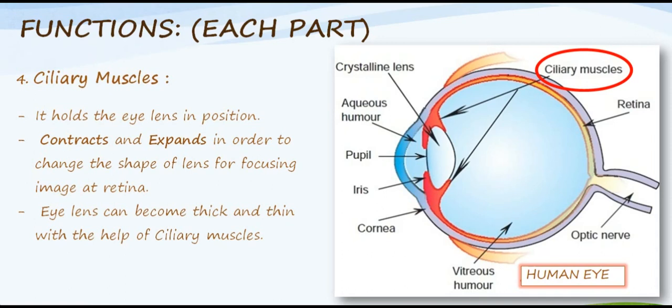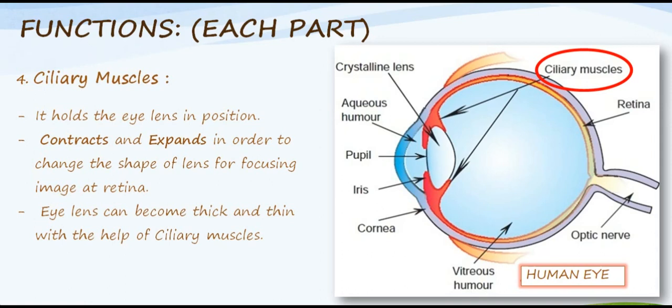Clear? So after you write about crystalline lens, you will have to write about those muscles which hold the eye lens in position. You can see at the top also, you can see at the bottom also. Clear? So those red portions are nothing but ciliary muscles. They hold the eye lens in exact position. Again, now this is very important.